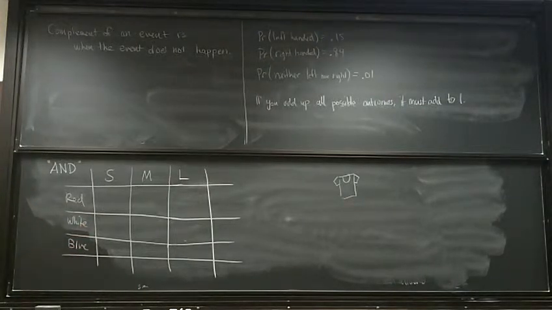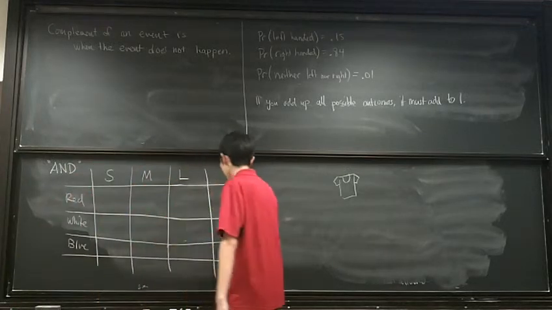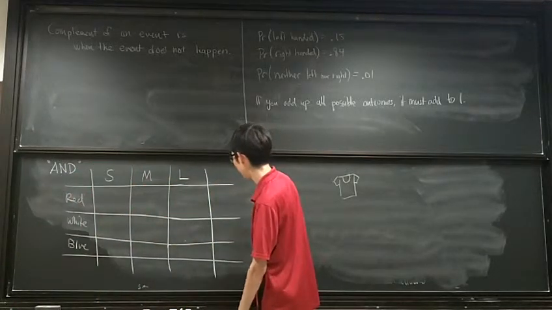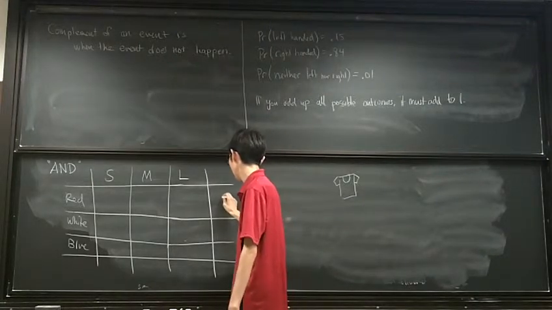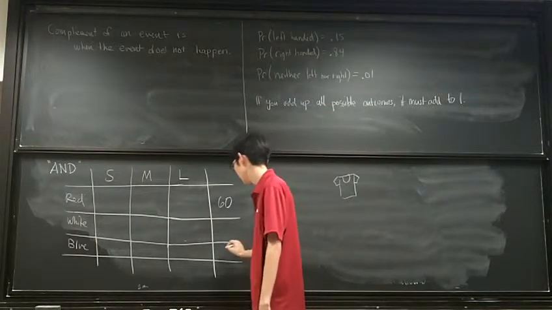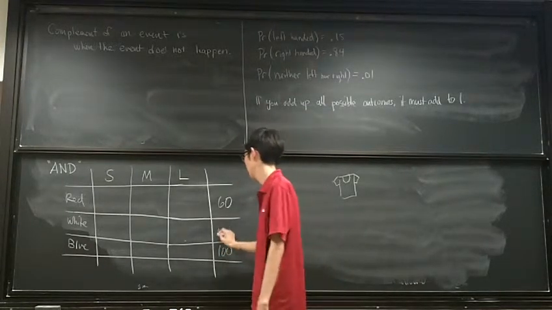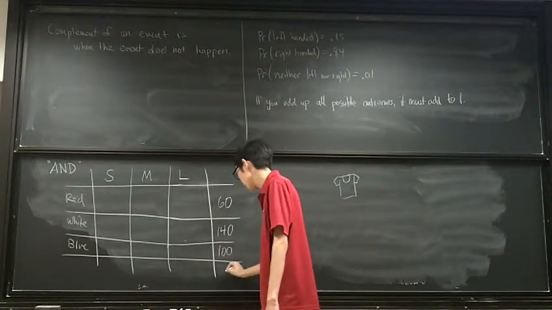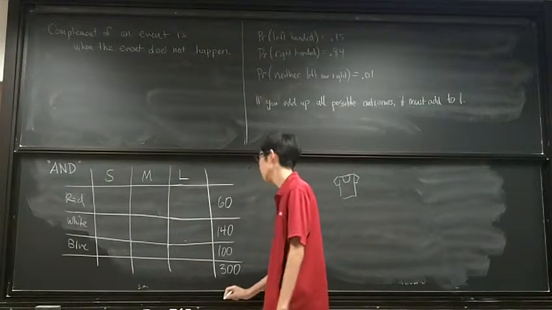Okay. But let's say red has been more popular, so the stock is a little bit lower, and there's 60 shirts left, and blue there's 100 shirts left, and white there's 140. So how many shirts total are there? 300. Okay.